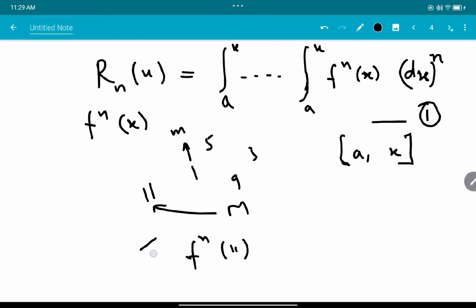We can easily write then f^n(x) is greater than or equal to m, its minimum value, and less than or equal to M, its maximum value in this interval. Okay. Right.